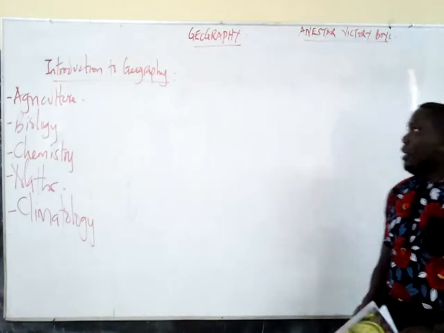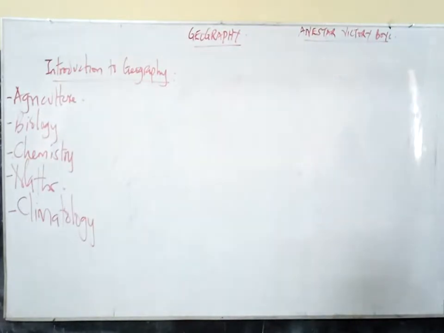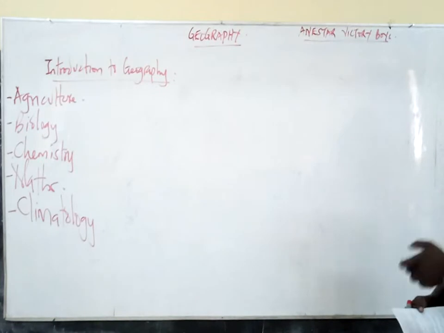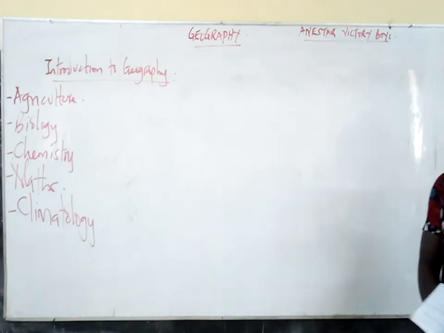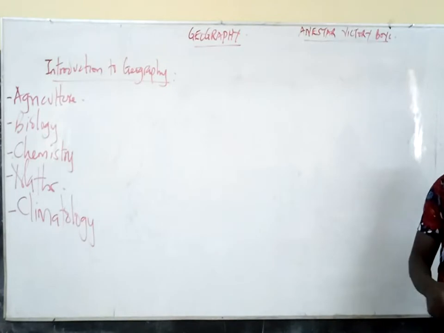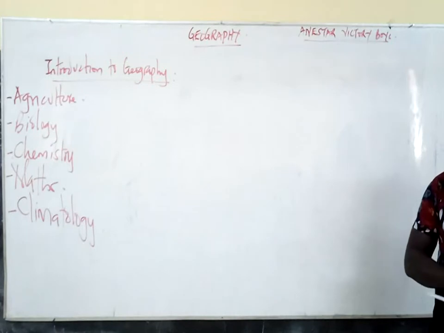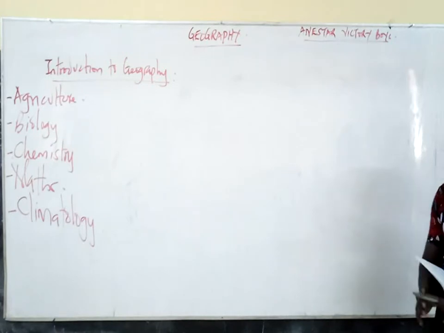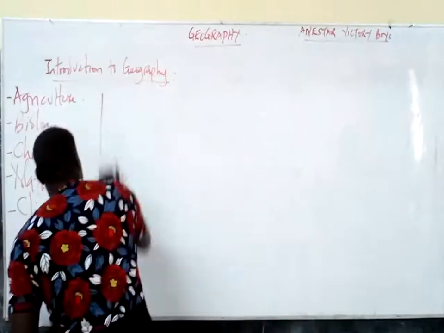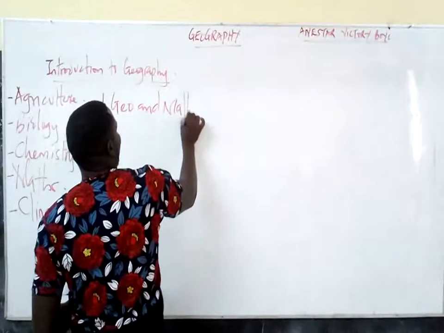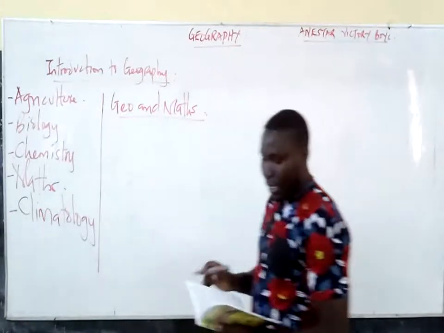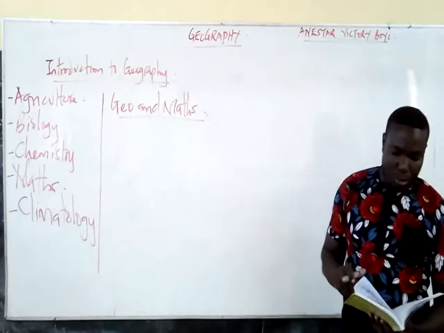When you talk of the relationship between geography and other disciplines, we are trying to look at how geography connects with these other disciplines or these other subjects. For example, when you talk of maths, you want to look at how maths helps the geographer in various fields and also how geography assists the mathematician in their various fields. So the first one, we are going to look at the relationship between geography and maths. How do the two subjects relate?